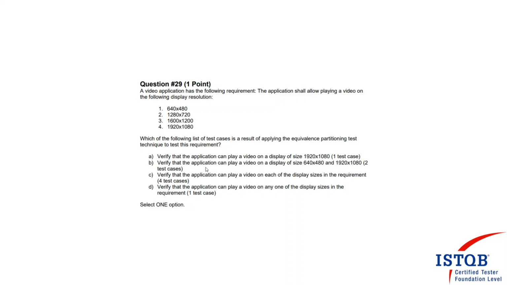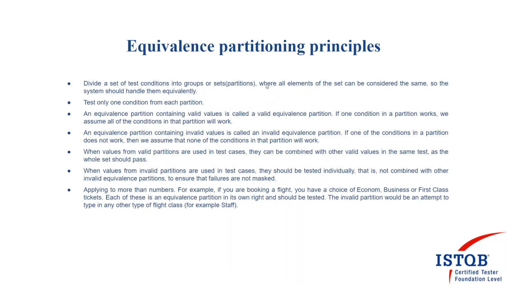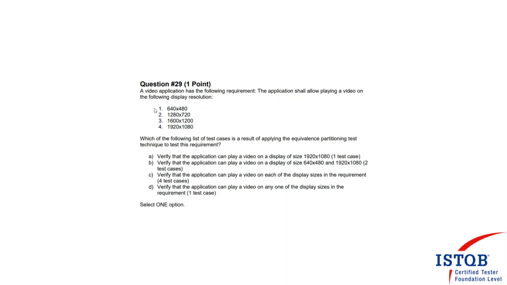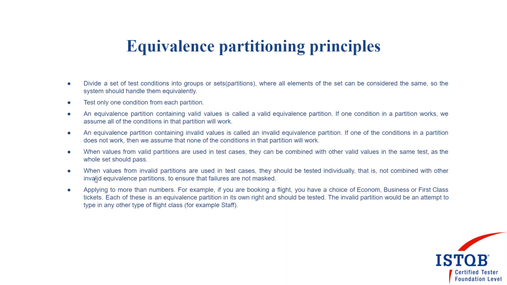First of all, we need to divide a set of test conditions into partitions. As in the previous question, it is already done in the requirements. Each of these values is an equivalence partition on its own. We don't need to draw lines or anything. Which leads us to an additional principle: equivalence partitioning is a technique which can be applied to more than numbers.